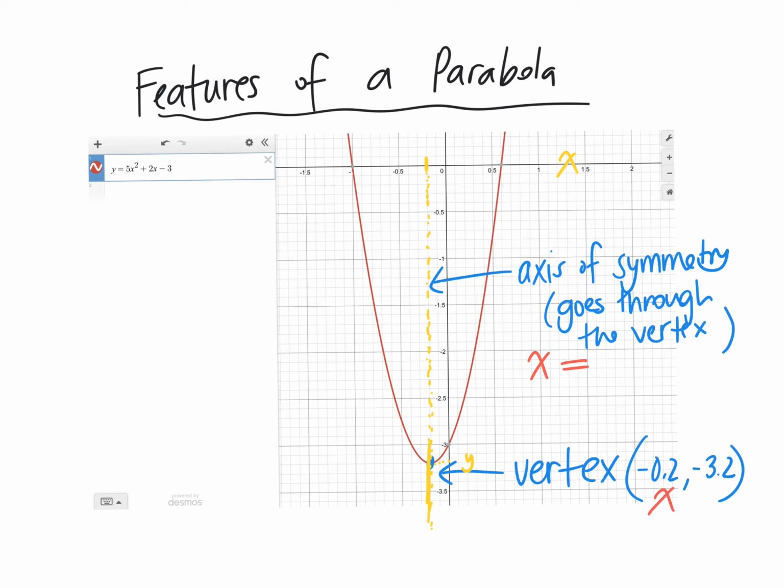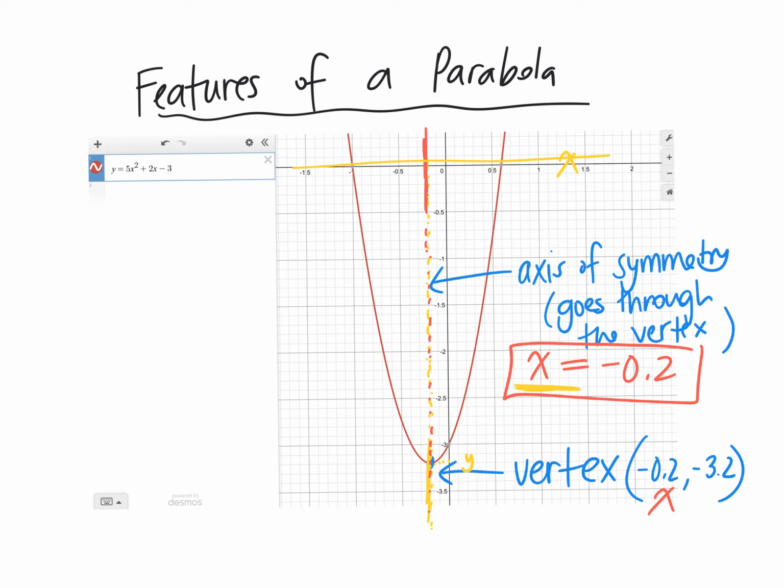If you know the vertex, then you automatically know the axis of symmetry. In this example, x would be equal to what? What is the x value of the vertex? Negative 0.2, so that is my equation of the axis of symmetry. On your test, if you don't put x equals, I'm not going to give you full marks because you need to identify that it's the x value. It goes through the x-axis.